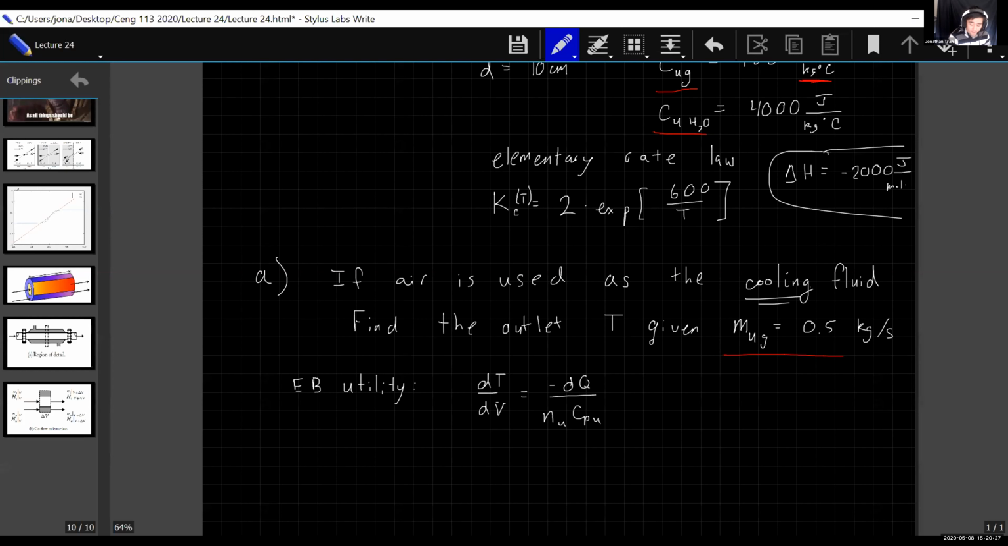And so what that means is that we can simply rewrite this expression to be negative del Q over mu CPU. And with that, all of our expressions should line up.